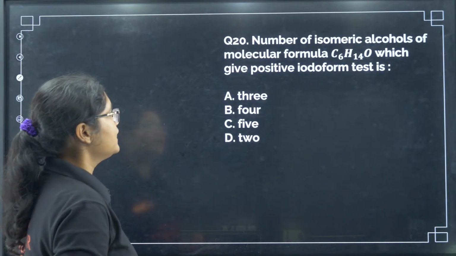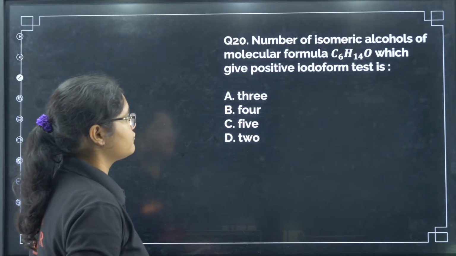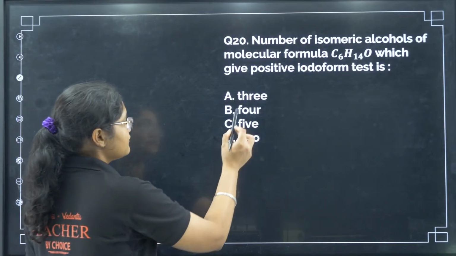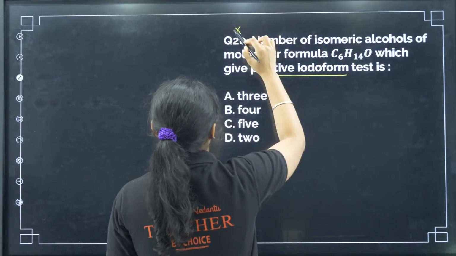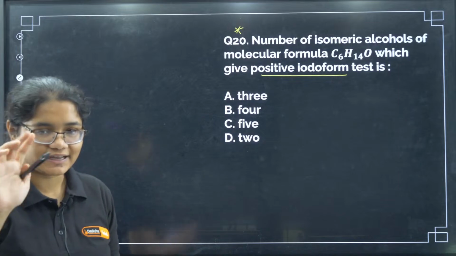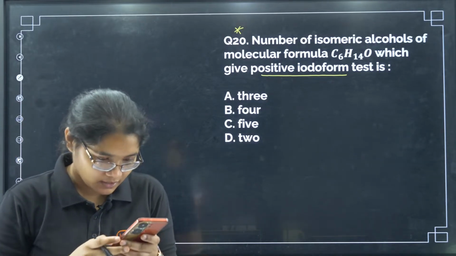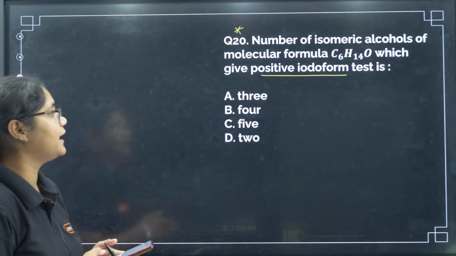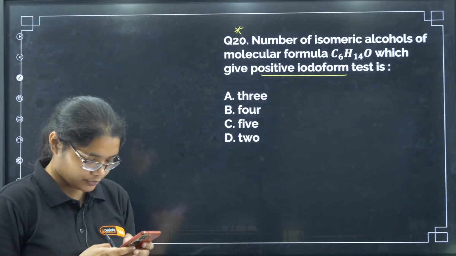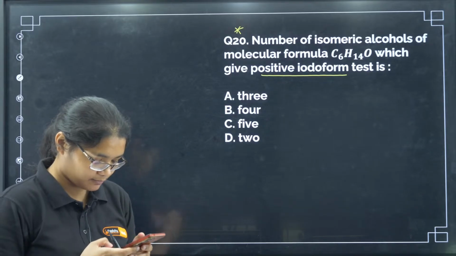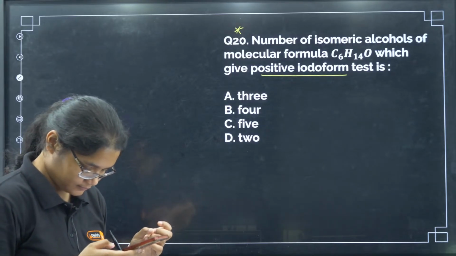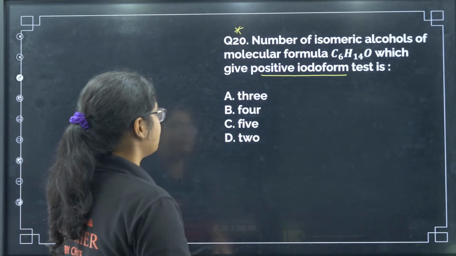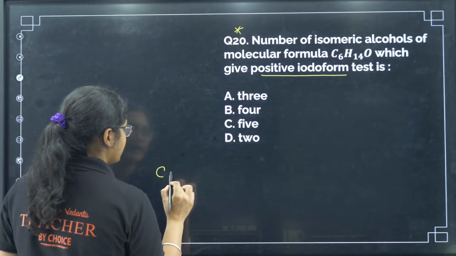Next, question number 20. The number of isomeric alcohols of the molecular formula C6H14 which can give positive iodoform test. Okay, so please take your time and just do all the isomers, take 2 minutes and then answer this question. Yes, all of you please take this time and do it. You have to find which can give positive iodoform test. A I am getting.